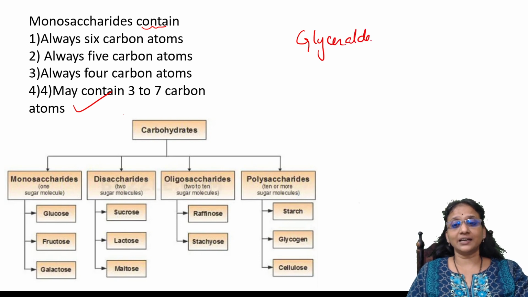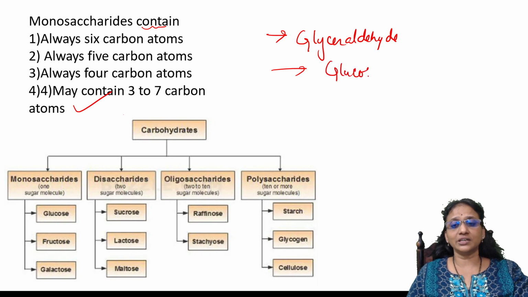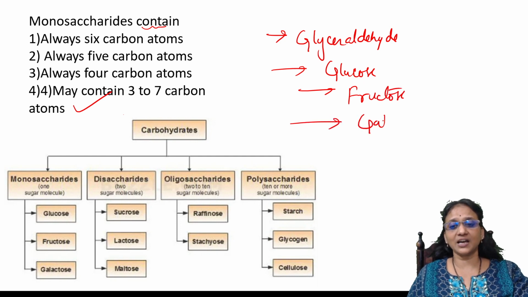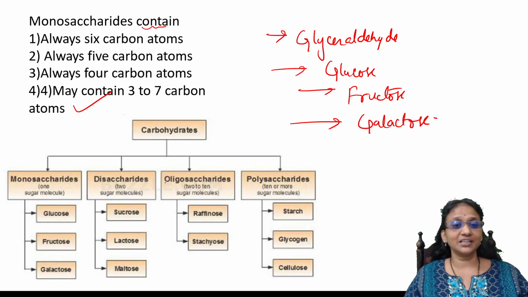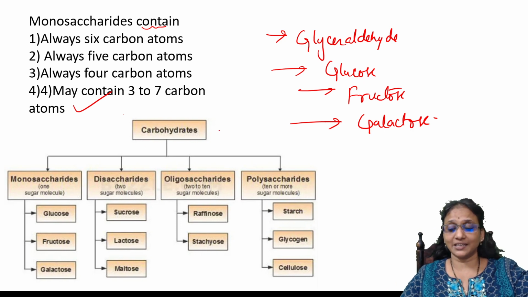Like that it can go from glyceraldehyde, to next comes your glucose molecule. It can go till fructose molecule. It can go till galactose molecule, which have how many carbon atoms, students? 3 to 7. Perfect. So that's the answer. That's a basic thing. Done.